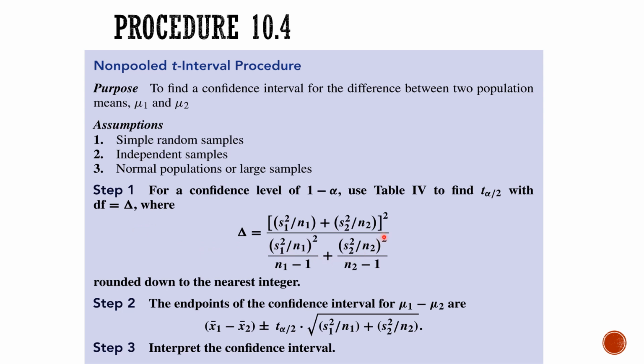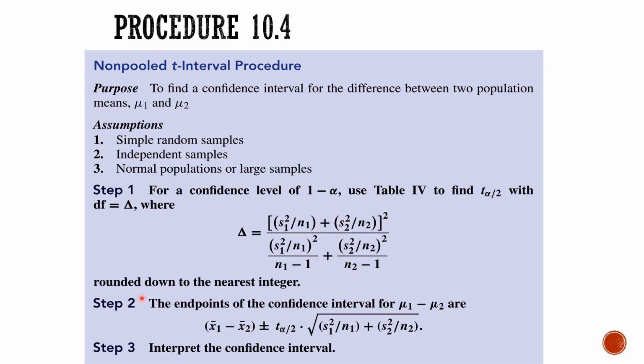That is, we have to find our t of alpha by 2 if we are using the t distribution, or the z of alpha by 2 if we are using the z distribution. But for chapter 10, for two population means, we will only be using the t distribution, the t table. So step 1 is to find t of alpha by 2 with df equals delta, and delta is calculated again using this formula.